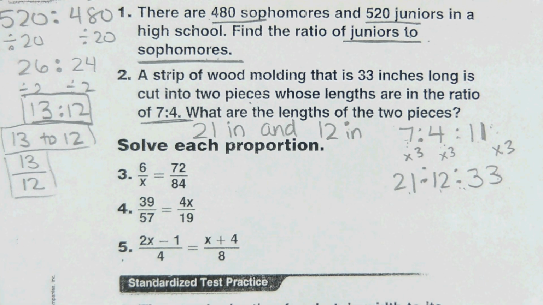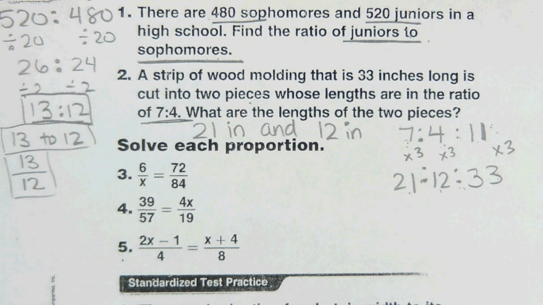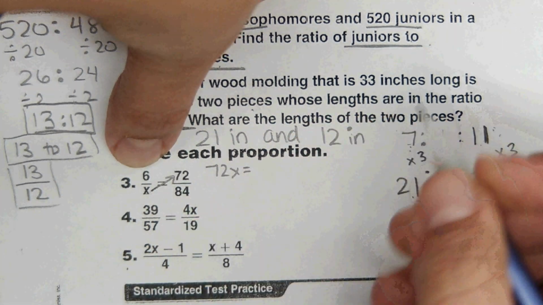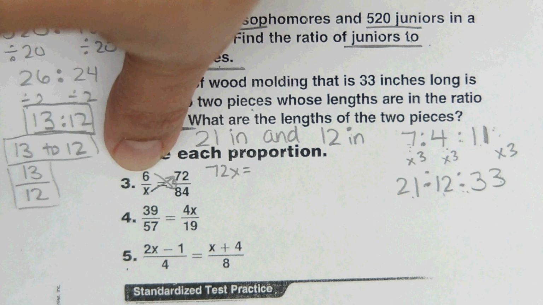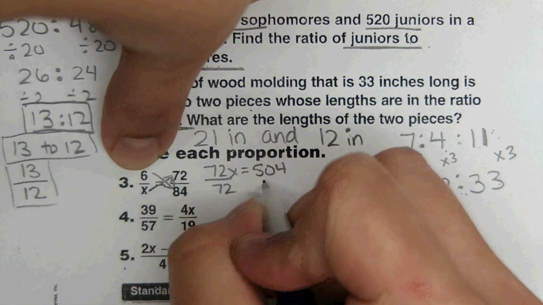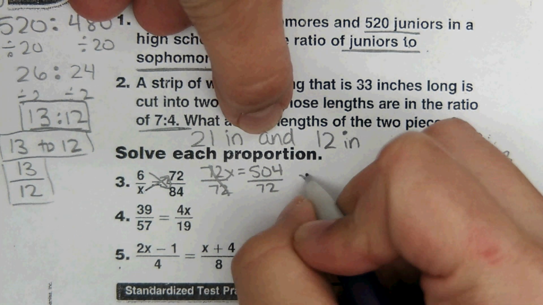Okay, 3, 4, and 5, we are solving proportions using cross multiplication. We practiced the easy version of this on Friday, and these are a little bit harder, which in chapter 8 does get a little bit harder like this. So to solve this, x times 72 would be 72x. 6 times 84 is 504. Divide by 72, and x equals 7.